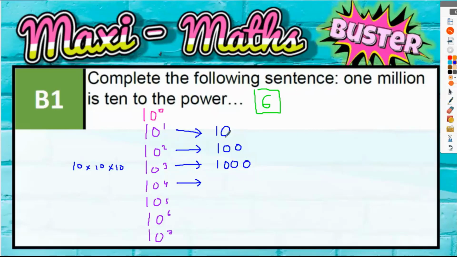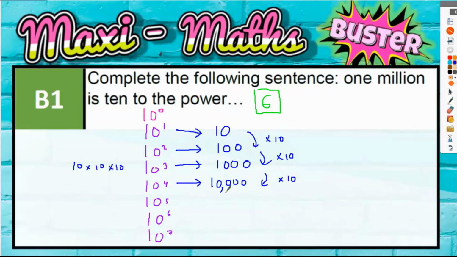And each time you go up to the next power, you're actually making it 10 times bigger. So if we go up to 10 to the power of 4, the previous one is being times by 10 again. So we've gone from the first one, 10 to the power of 1, 10. 10 times bigger is 100. 10 times bigger again is 1,000. So if we make it 10 times bigger again, that's going to be 10,000. That's 10 to the power of 4.